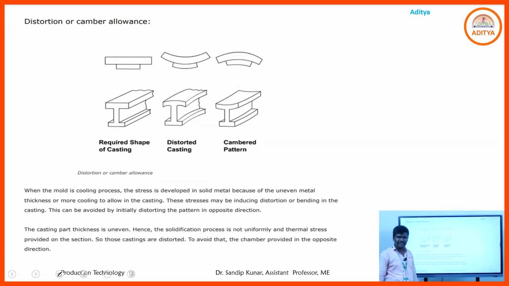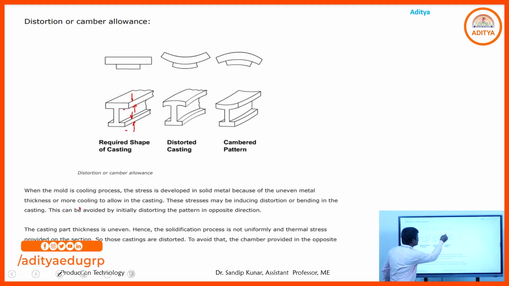Then distortion and camber allowances. In this process we have seen that during the cooling of the mold cavity, stress is developed if the metal thickness is different. This thickness is different, and this thickness is also different. Due to uneven metal thickness, the removal of heat from that particular cavity is different. If heat removal is different and the thickness also varies across the section, stress will be generated in different portions. Where stress is generated, that type of curved shape will be generated on that surface.